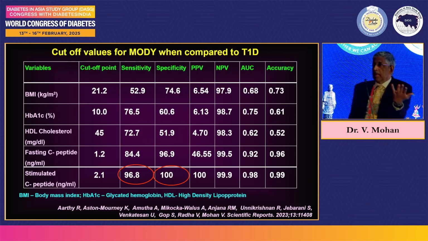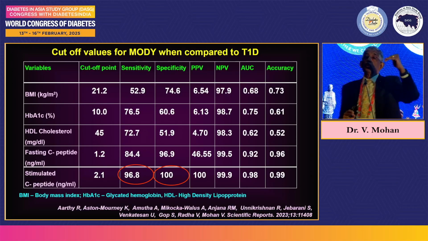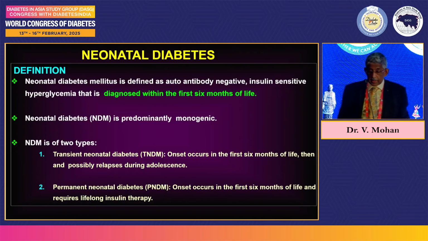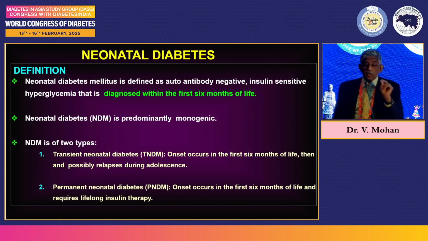So simple, 300 rupees, the test costs. And with that, we can roughly say at least who to send for genetic testing. Let me now move on, in the remaining 7 minutes, 54 seconds that I have, to neonatal diabetes.